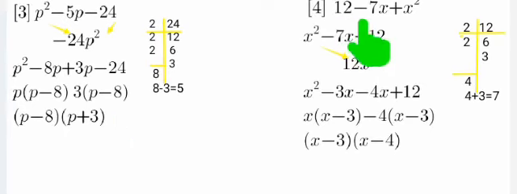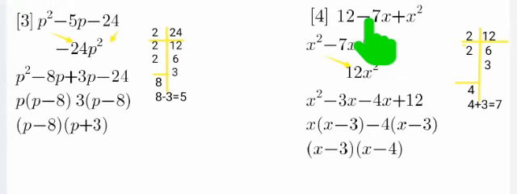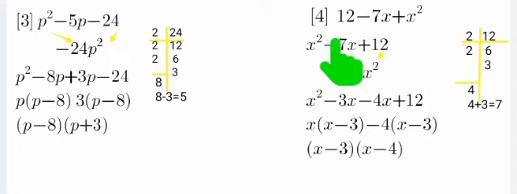For number 4, we have 12 minus 7x plus x squared. We first of all rearrange our equation so it looks familiar. We have x squared minus 7x plus 12. When you are rearranging the equation, the signs remain the same. As you can see, we have a positive sign here, a negative sign here, and a positive sign in front of 12.